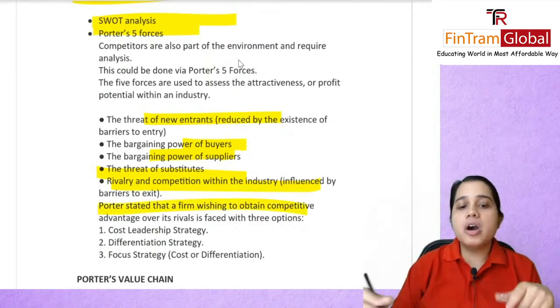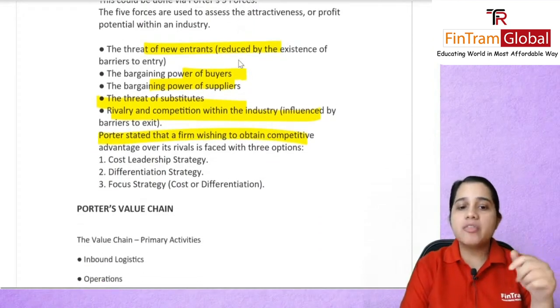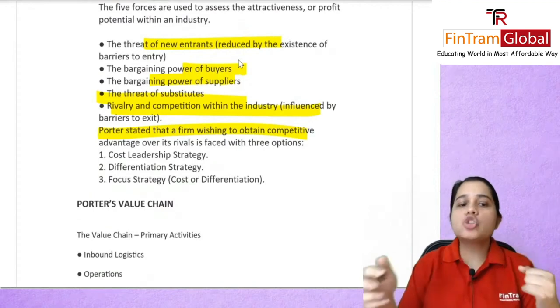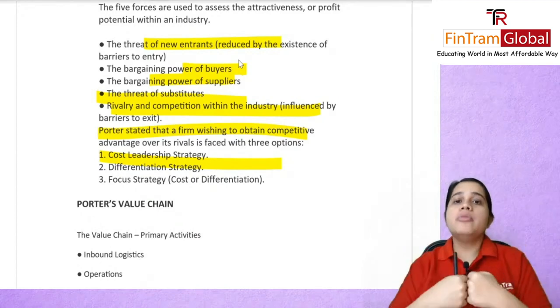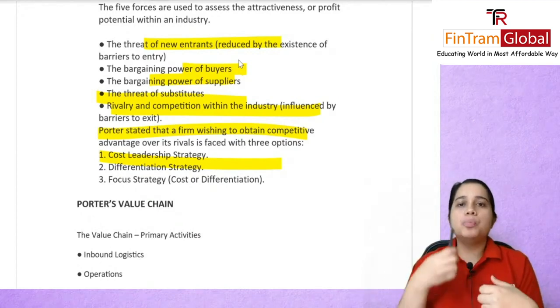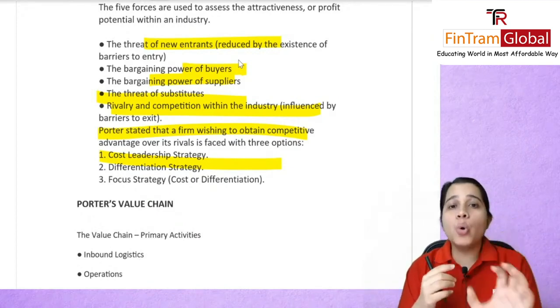Porter stated that a firm wishing to obtain any competitive advantage has these three options. That is the cost leadership strategy. That is where you make sure that, whatever cost you incur, let's say to produce a product, you are the lowest in that.